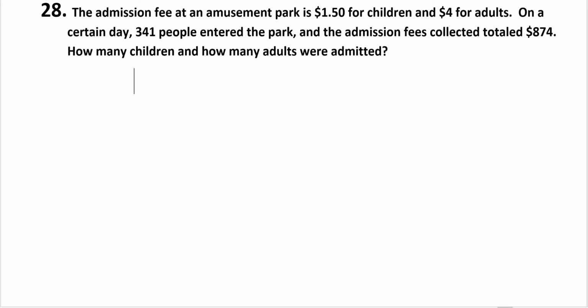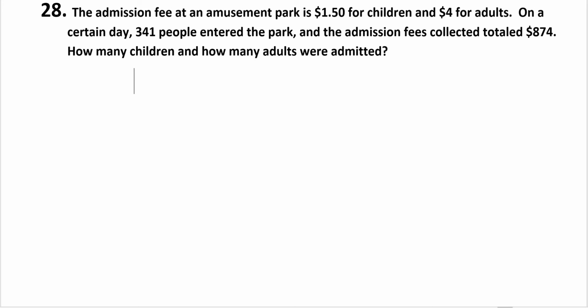Okay, this problem is going to be a word problem using systems of equations. So we have the admission fee for an amusement park is $1.50 for children and $4 for adults. On a certain day, 341 people entered the park, and the admission fees collected totaled $874. How many children and how many adults were admitted?